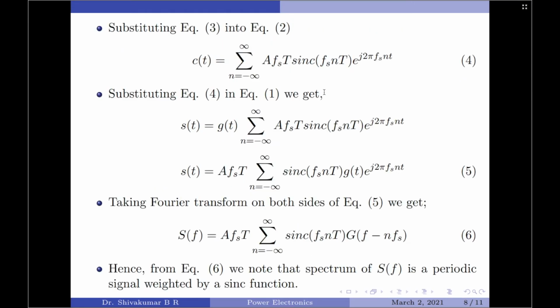Let us now write that equation. So, s(t) equals g(t) multiplied by c(t). So, this complete RHS is rewritten here. Now, I am going to take the constant terms here into the left side. So, A fs capital T comes here.